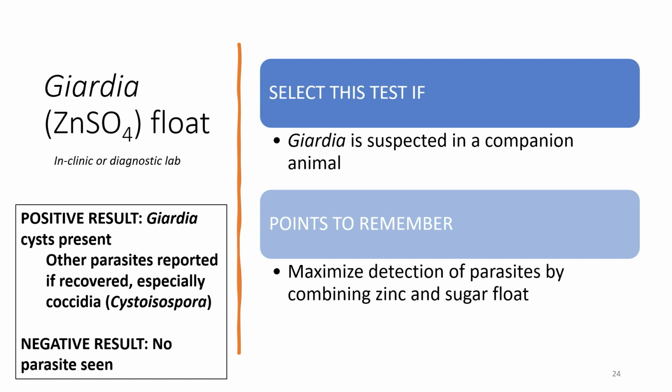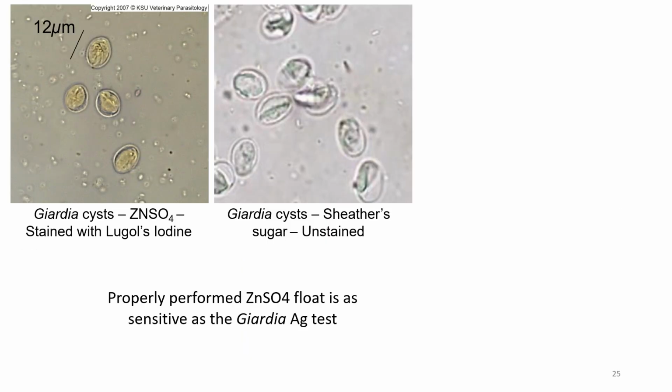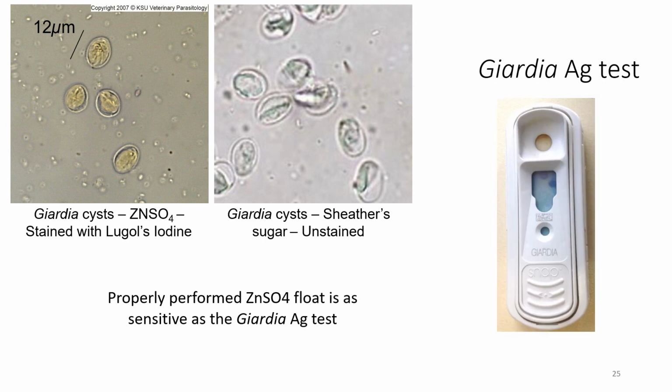We recommend that you pick this test if you are suspecting Giardia in a companion animal, and you can maximize all of the information that you can get if you combine a Giardia float with a qualitative fecal float. A properly performed zinc sulfate float is as sensitive as the SNAP test, which is another test we offer here at the VDL, but you can also do this in your clinic, where we are looking for Giardia outer cyst wall antigen in the feces. This test is exquisitely sensitive, and even if you have a few cysts, you might detect it with the SNAP test.